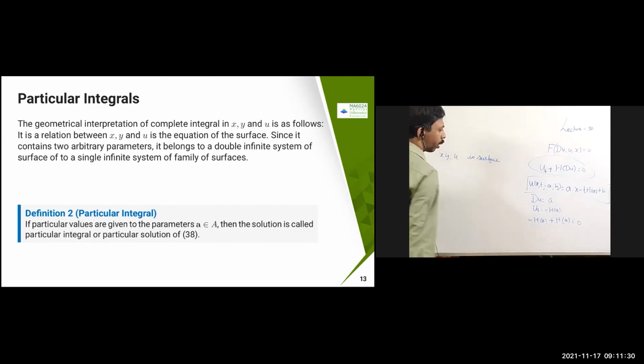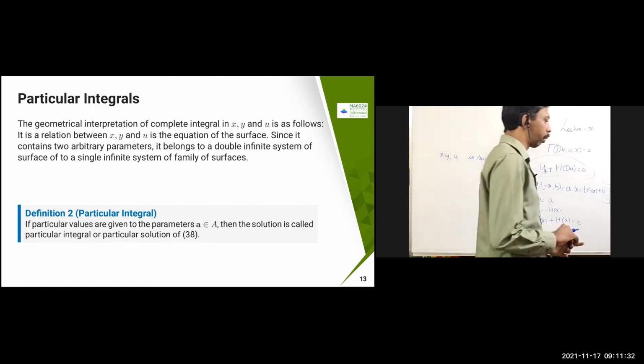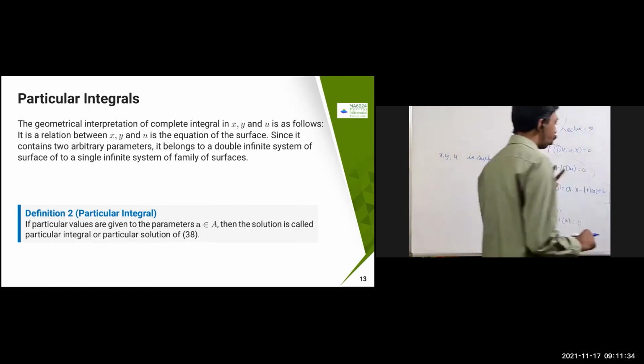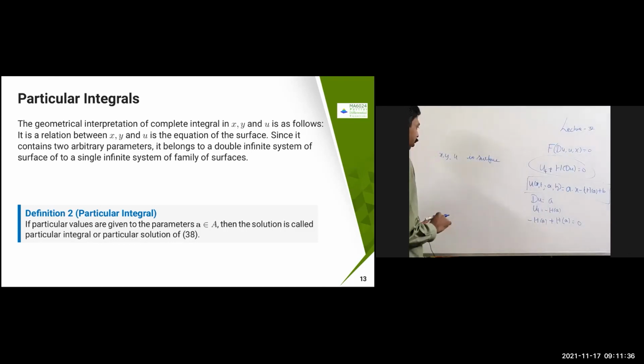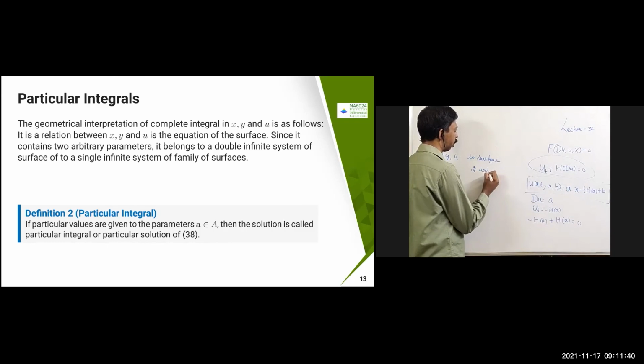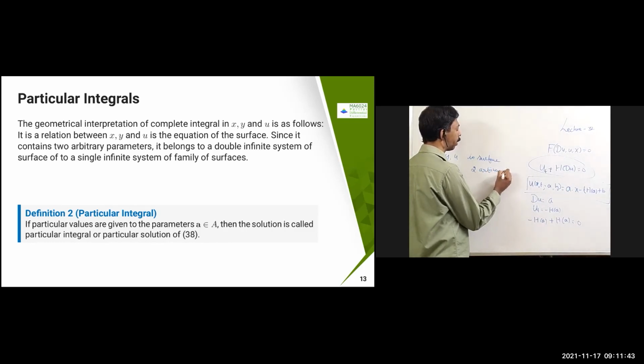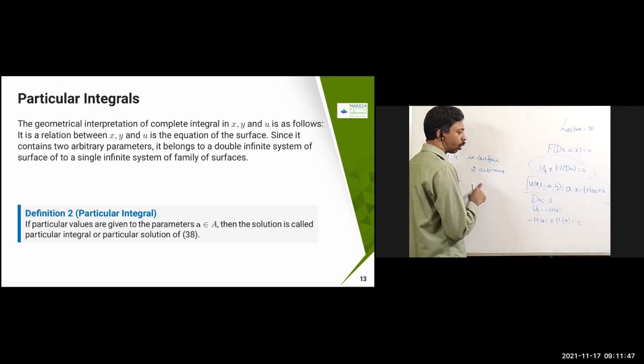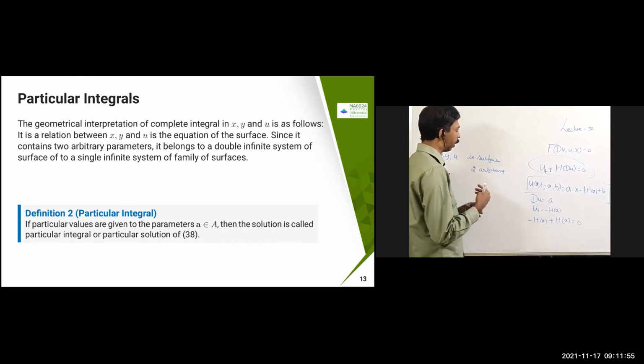Okay, x comma y comma u in surface. So there are two. In the case of two dimensions, you are going to have two arbitrary parameters. Why two arbitrary parameters? According to the complete integral, the rank of dau and dxa is going to be n. So we are going to get only two arbitrary parameters, and these two arbitrary parameters are going to generate an infinite number of things, because they are arbitrary.